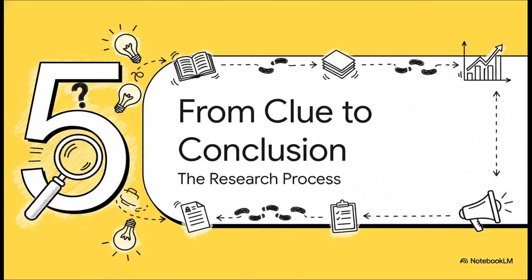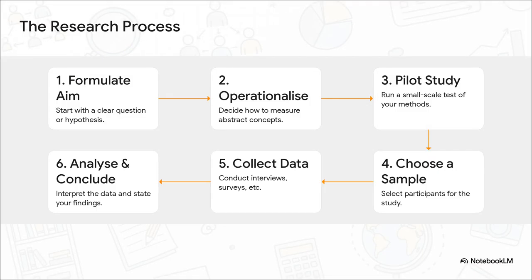So we've got the tools and we've got the mindsets. But how does a real investigation actually unfold? Well, there's a formal process, a 7-step path that takes every detective from that first little nagging question all the way to cracking the case wide open. And the process is super logical. You start with a clear aim. Then you have to operationalize your concepts, which is just a fancy way of saying you decide how to measure something abstract, like intelligence or success.